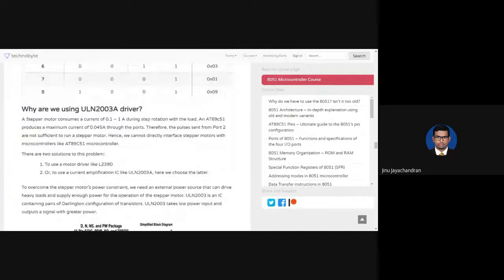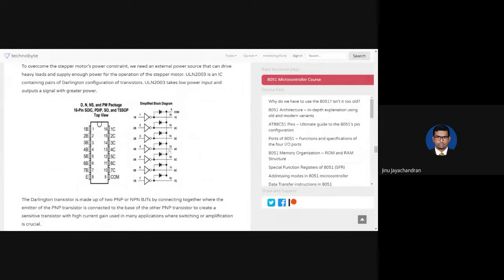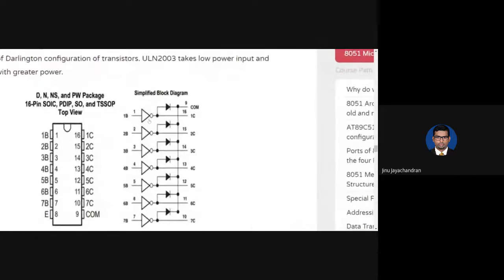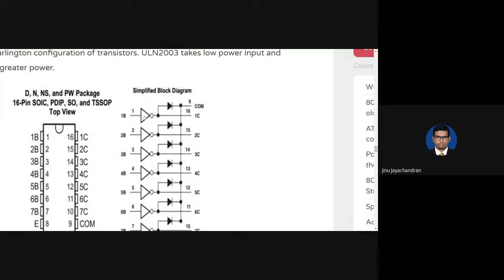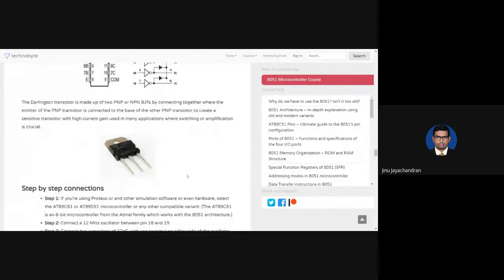So we have seen this ULN2003 IC. This is a schematic diagram. You see that 1B is the input, and there's a buffer here. This buffer can be considered a current buffer, which will provide enough current to drive whatever is connected to port 1C. Similarly, 2B has an input and a current buffer, and it will make sure that whatever is connected at 2C can be driven. So basically, there are Darlington transistors shown here.